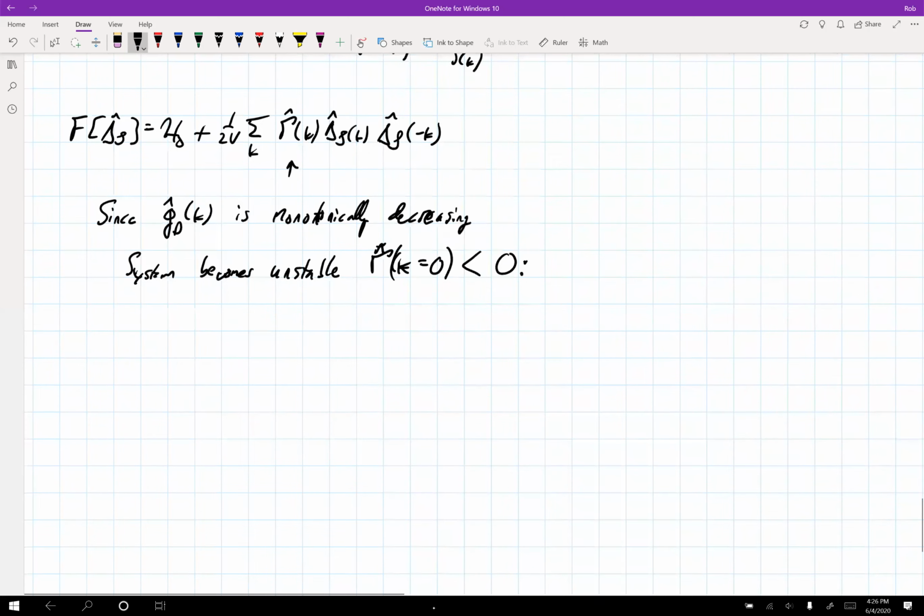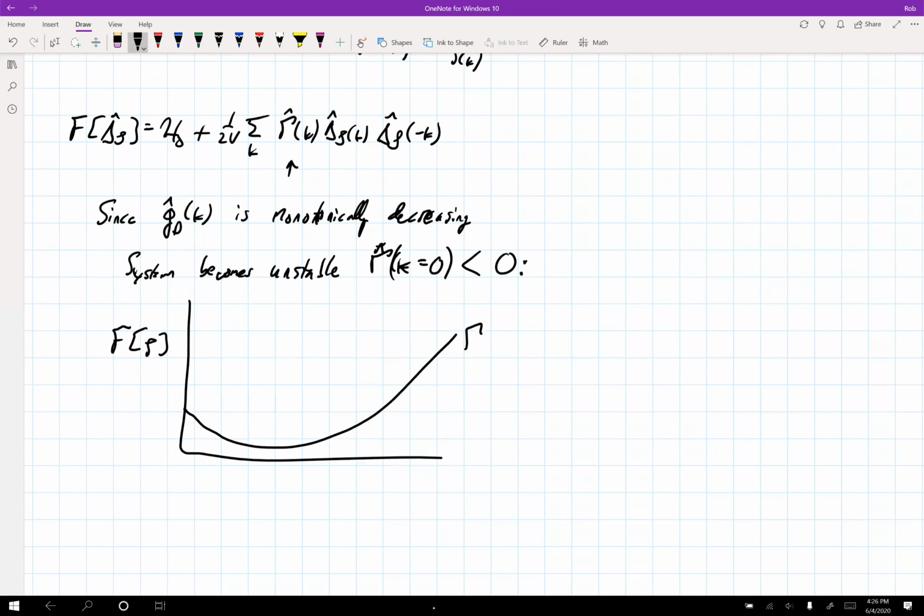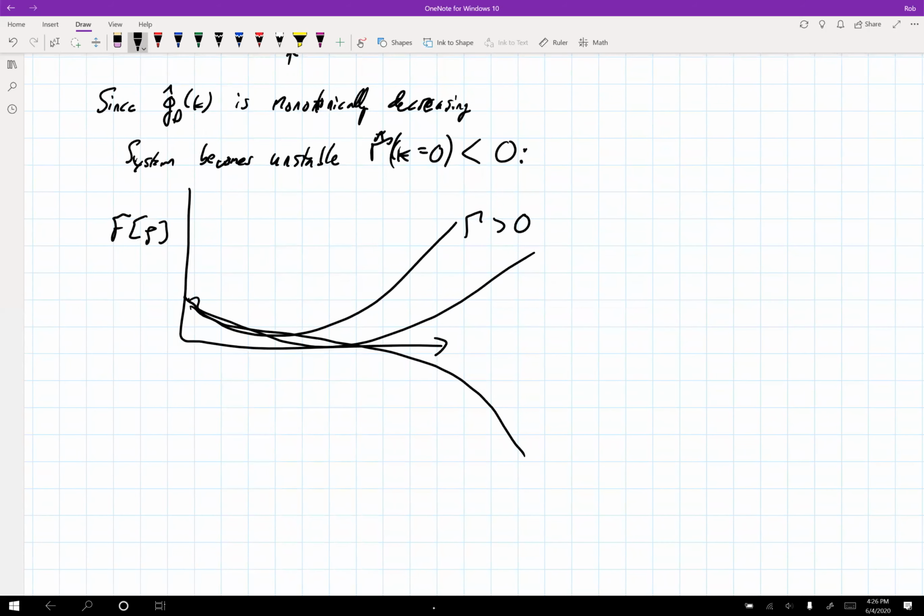And so if we look at f of rho, if gamma is a positive number, we get something like this. And then as gamma decreases, eventually what we find is that it rolls over. This is plotted against rho. And so then this would be gamma hat less than 0.